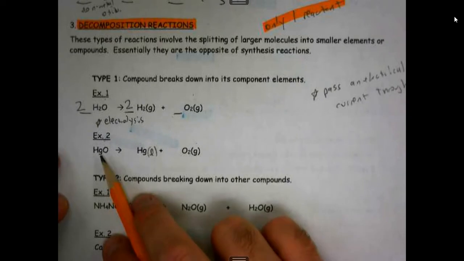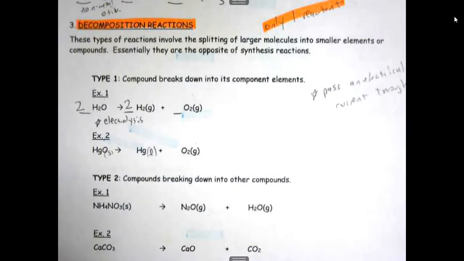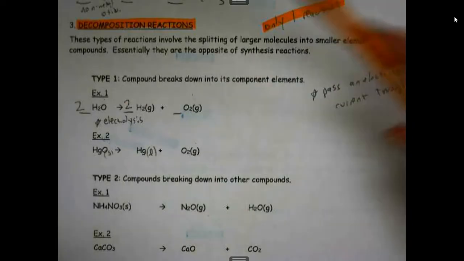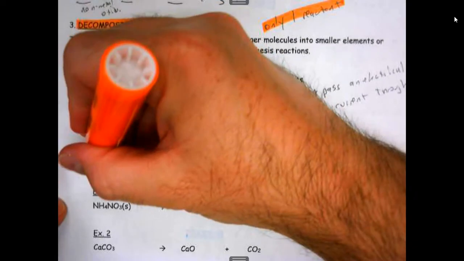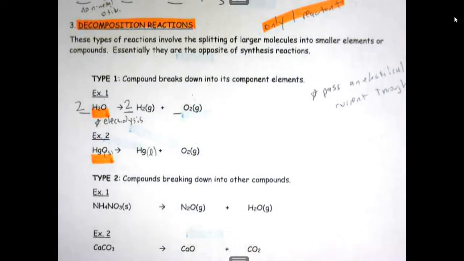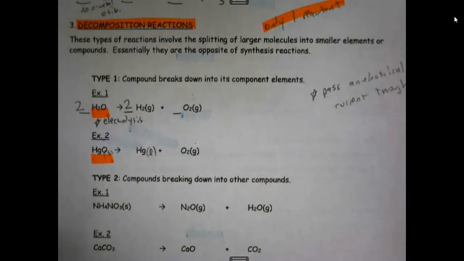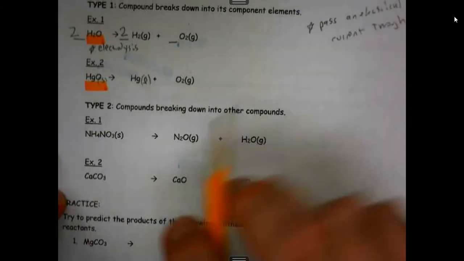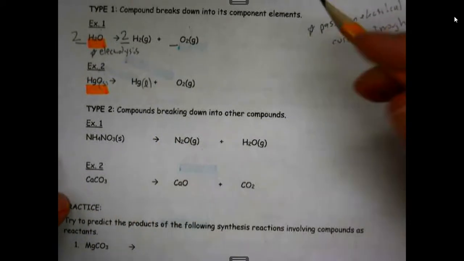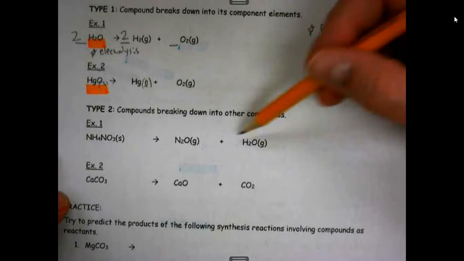And this is a metal oxide, so I guess this one would be a solid as a prediction because it's ionic. Okay? And again, what we're looking at here is that there's only one reactant, and that will let us know that it's a decomposition. Over here, the second type is breaking down something into multiple compounds.